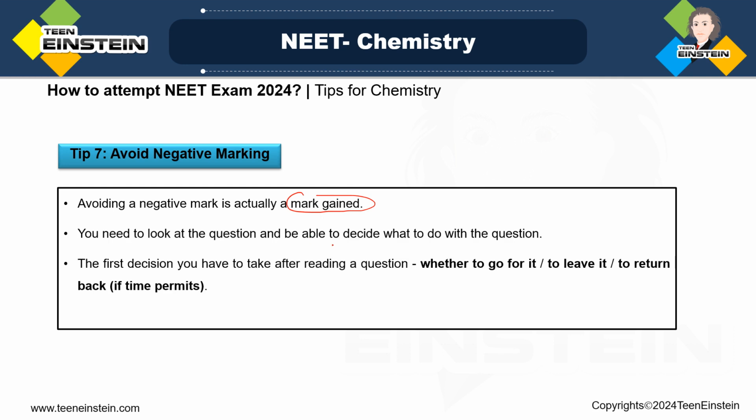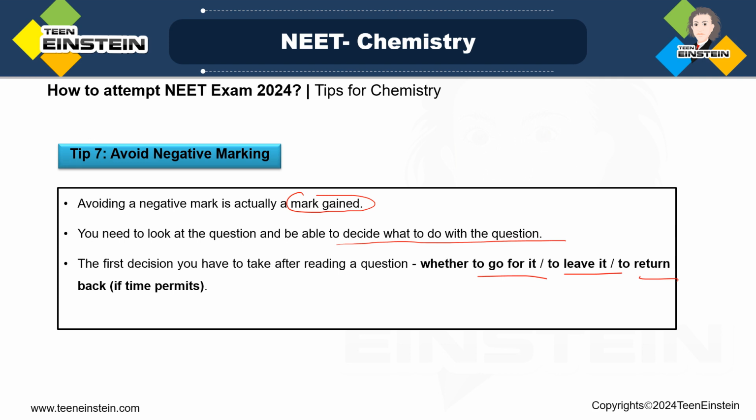You need to look at the question and be able to decide what you should do with that question. Now what options do you have? You have three options. Either you go for it, the one about which you are completely sure. You can leave it completely, that okay, I cannot do it, fine. Another option is you can return back, that is, for the time being you are not sure, but you think that with some time spent, or if you do some steps, or if you write some mechanism, you will be able to do it. So return back if time permits. So three options you have.